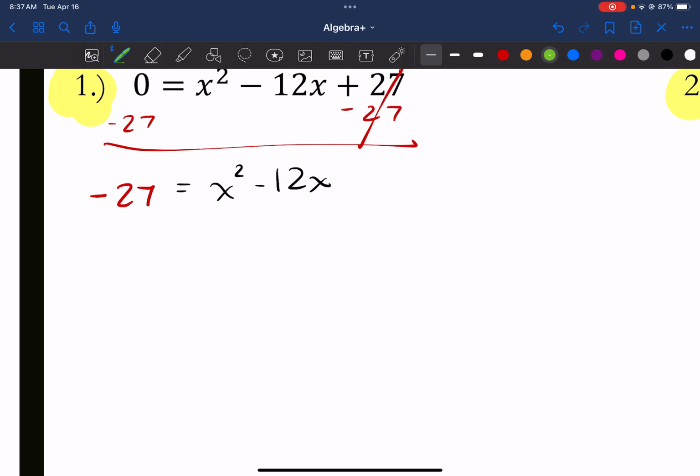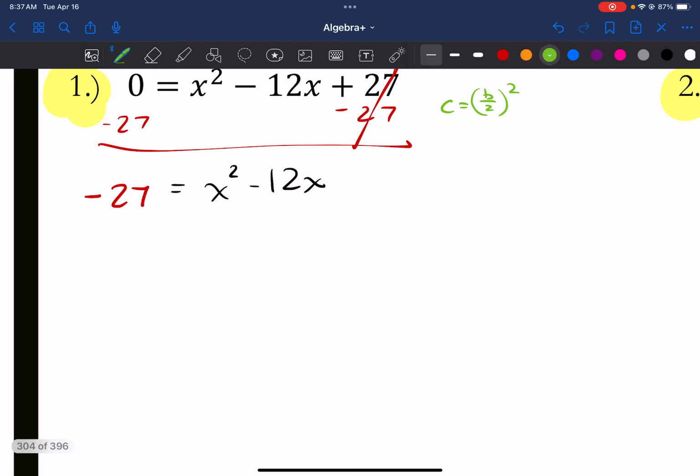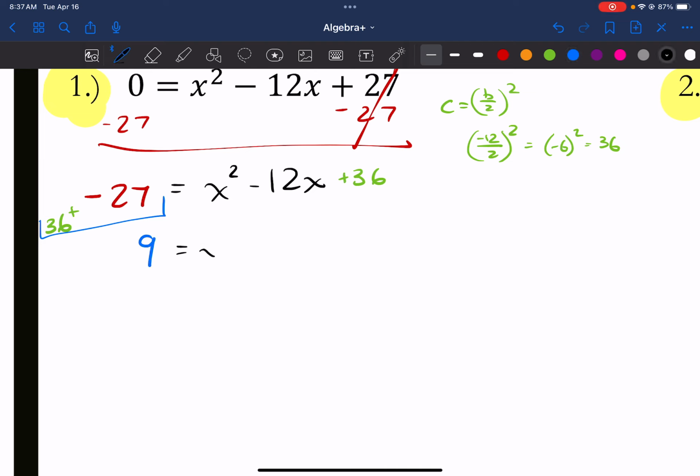Now we're going to use b over 2 squared, just like your notes say. We're going to use this formula, which in this case b is a negative 12. So I have negative 12 over 2 squared, which gives me negative 6 squared, which gives me 36. So this 36 is what I'm adding to both sides. That's what's going to help me create it. So over here, I get a 9. And on the other side, I can go ahead and factor this.